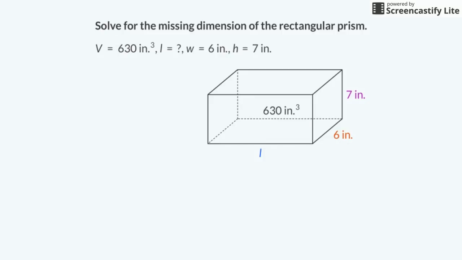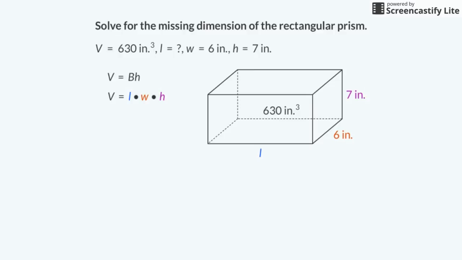Next, I write the formula for the volume of a rectangular prism. The volume of a prism is found by multiplying the area of the base times the height. I also know that the area of the base is equal to the length times the width, so I will substitute the area formula into the volume formula. I will write the formula as volume equals length times width times height.